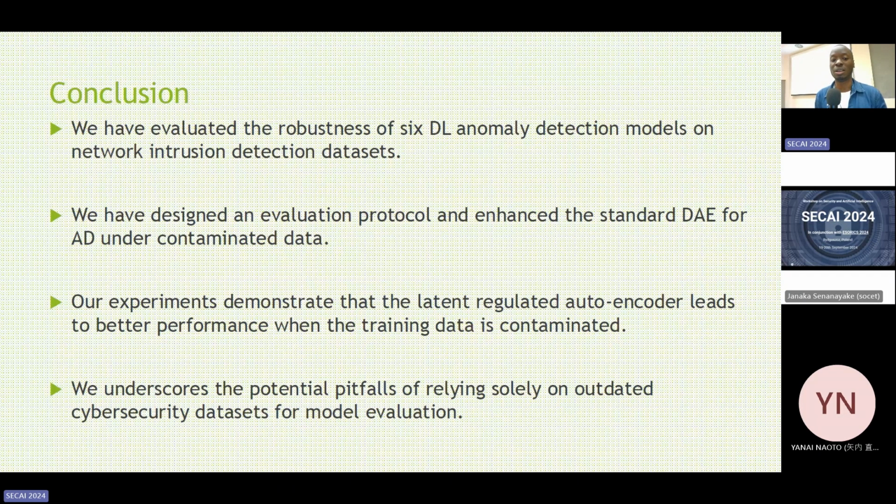Our experiments demonstrate that the latent regulated autoencoder has better performance compared to the standard version, especially when you have contaminated training data. We also underscore the pitfall of relying on outdated data sets, because they may show you that your model is performing well, but for the current state of attacks and attack vectors, that may not be true. So you have to be careful about that.